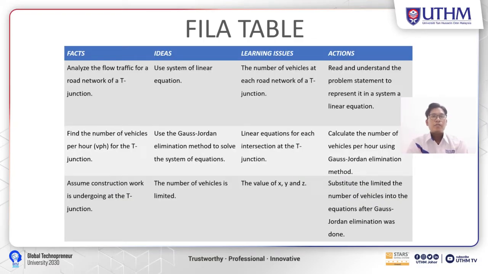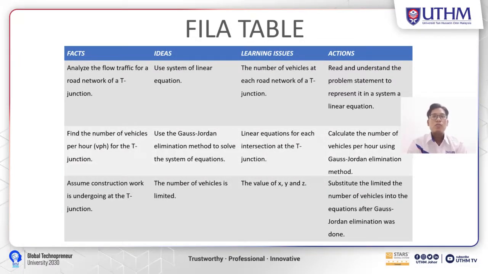This is the table for our project. For fact number 1, to analyze the traffic flow for a road network of a T-junction. The idea for the fact is to use a system of linear equations. The learning issue is the number of vehicles at each road network of a T-junction. And for the action, we read and understand the problem statement to represent it in a system of linear equations.